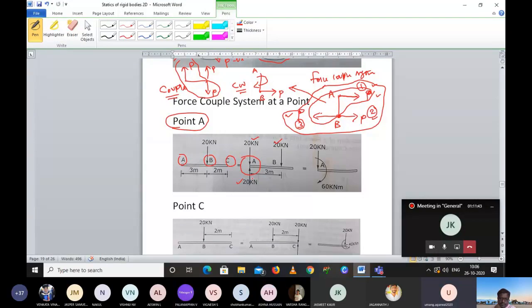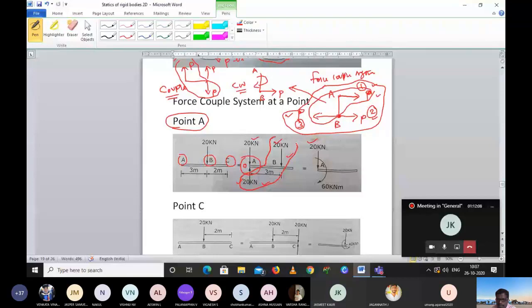Yes or no? Yes, sir. So the net effect will be 0. Am I right? So what I am doing is applying 20 kilonewton on A. This and this I am taking as a couple. What is the value? These two I am taking as a couple. Obviously the couple will be nothing but simply force into distance.